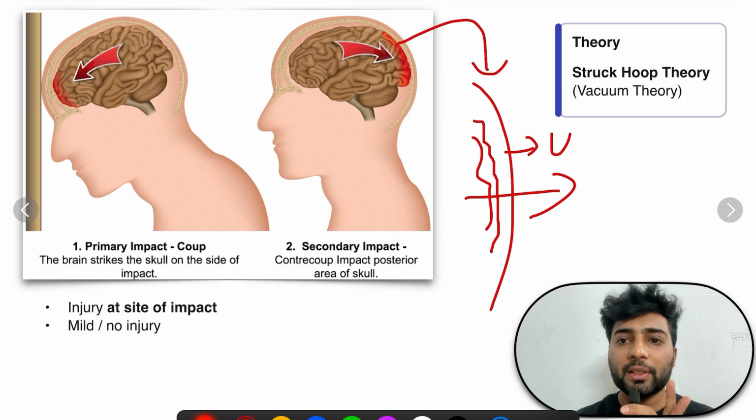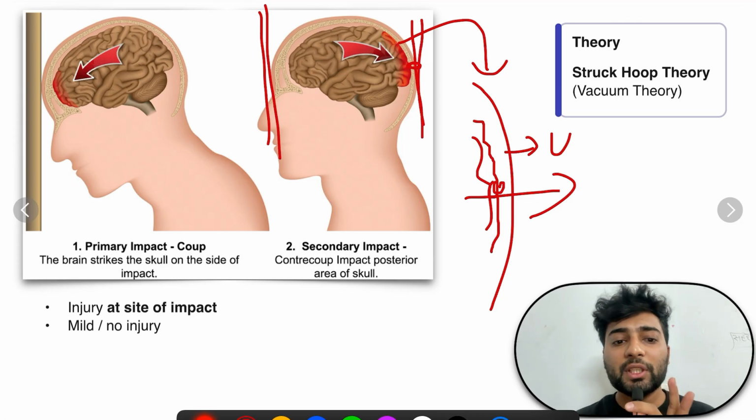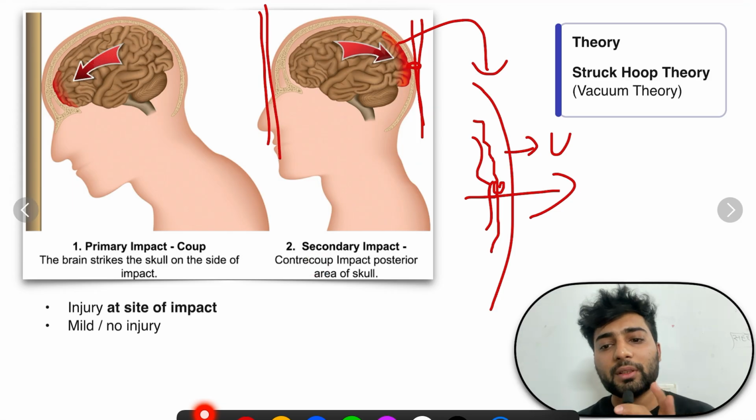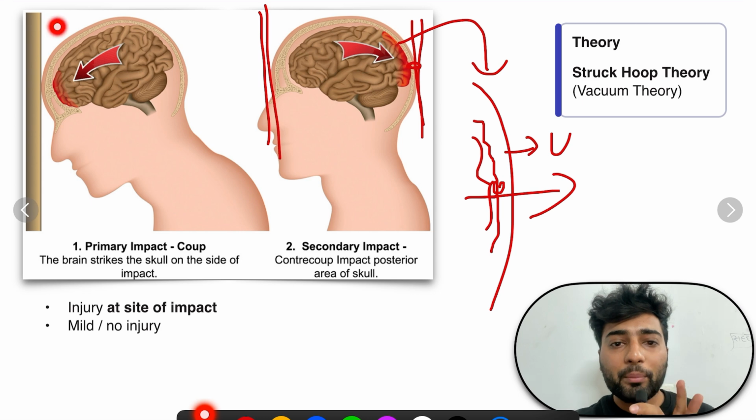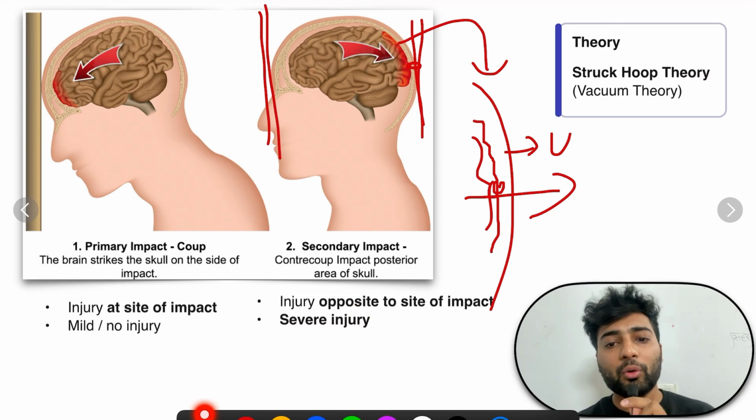This is what the strike hoop theory or vacuum theory says, which will cause injury to the brain in the posterior part, or the part which is opposite to the impact. The part of the impact is this, and the opposite part is this one. So this is called secondary impact, or more importantly counter coup injury. And the ironic part here is this coup injury which happened at the impact is mild, while this counter coup injury, which happened opposite to impact, is severe.